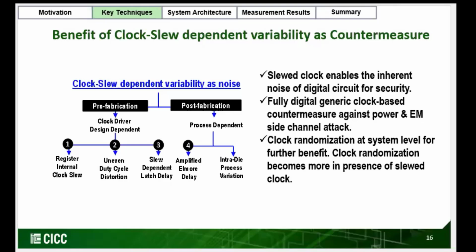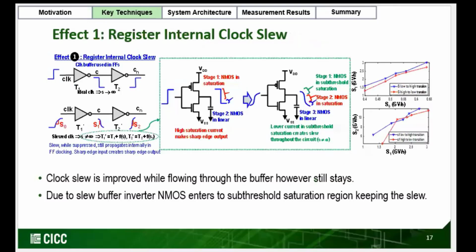In brief, we present a fully digital generic clock-based countermeasure against power and electromagnetic side channel attack. Note that clock randomization at system level is used for further benefit. Clock randomization is more effective in presence of skewed clock. Now, every flip-flop has two inverter-based buffers in the process we are using, which is 65 nanometer CMOS LP process.